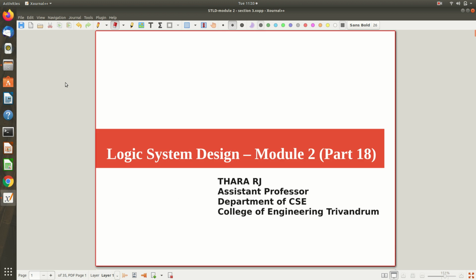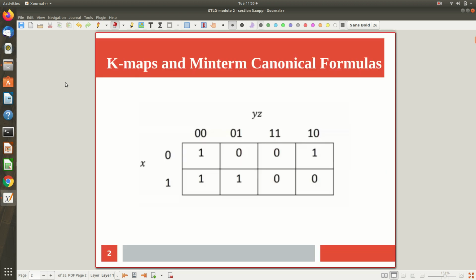So, we were discussing the so-called simplification procedure K-map, and we already saw how to come up with the minimized sum of product as well as minimized product of sum expression using K-map. Now we will see something different in this video lecture, so that will help you to understand the concept that we will discuss in the upcoming lectures, right? Given a K-map like this, find out the Minterm canonical formula. So far we use this K-map only for simplification, right?